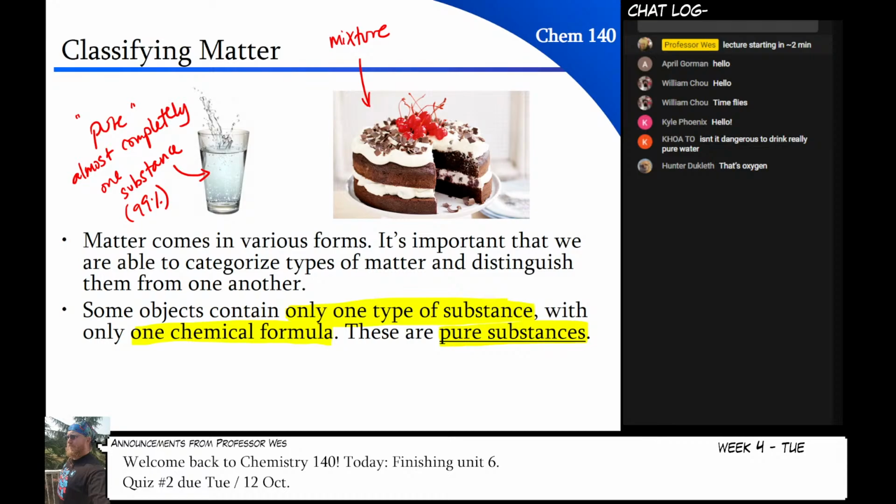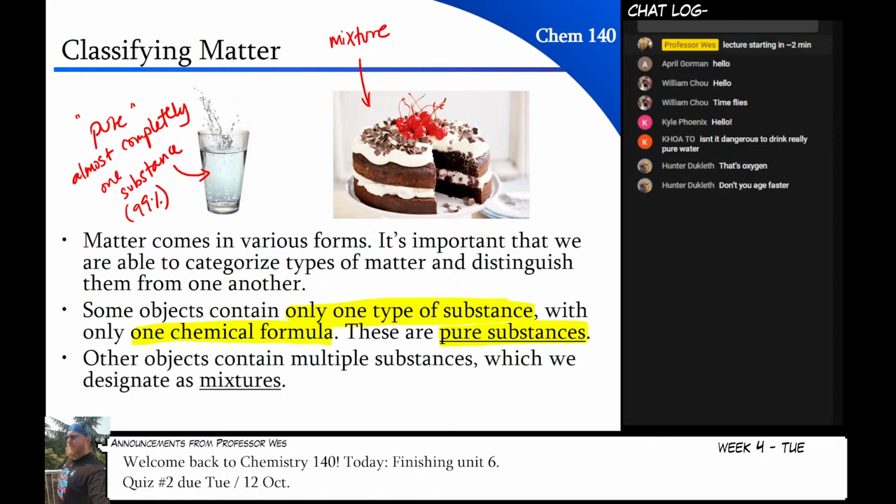So those are pure substances. You could have pure oxygen, which would be in the gas cylinder. There would only be O2. No other filler gas would be present, at least not in an appreciable amount. Now, any other substance that has two or more things in it, we're going to designate as a mixture. And so a great example of a mixture would be air. Air is a mixture. You can't breathe pure air.